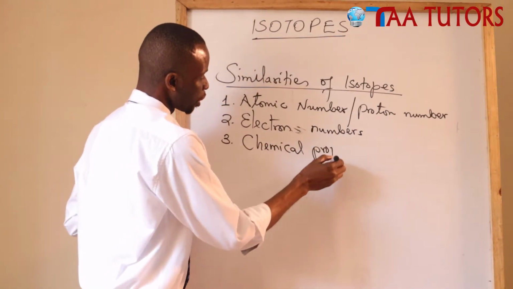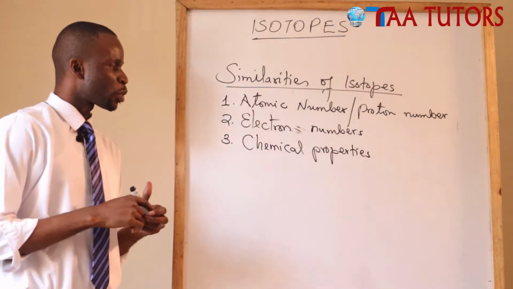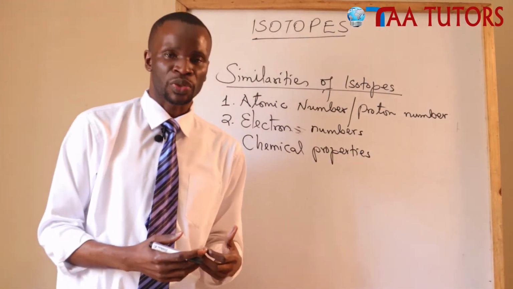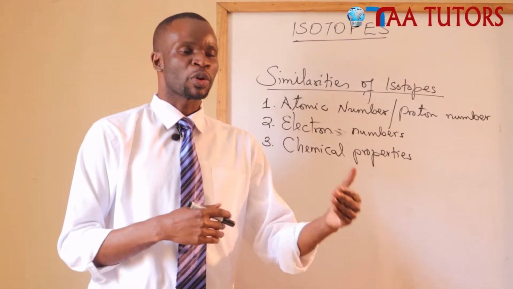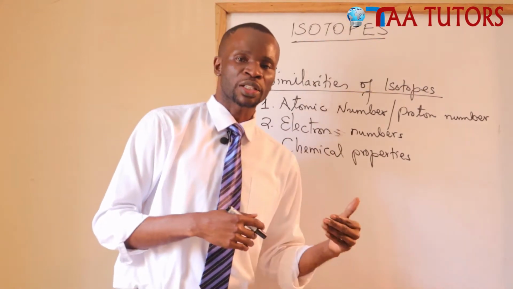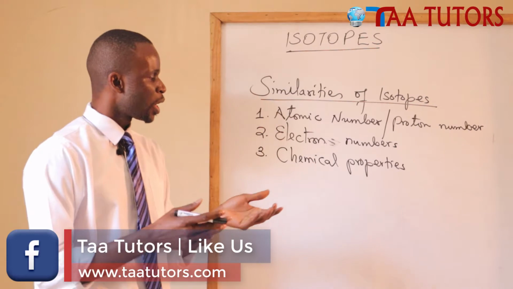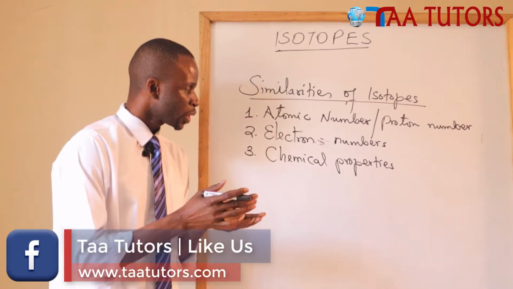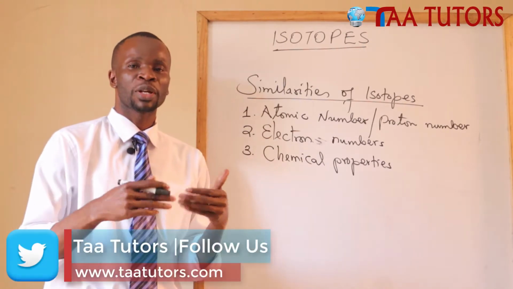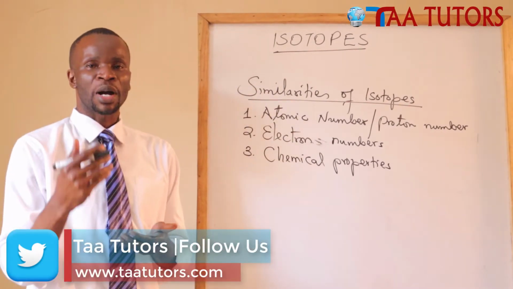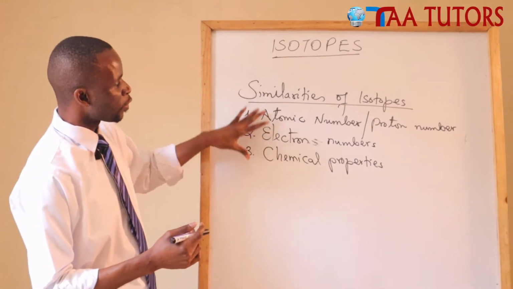Number three, in other similarities, is chemical properties. What do we mean by chemical properties? Chemical properties are those chemical reactions. When one element reacts with another one, the product and the reactants are different, and you cannot reverse that particular reaction. So for example, how different atoms of magnesium react with oxygen will remain the same. The product actually will be magnesium oxide. So these are the similarities of isotopes.